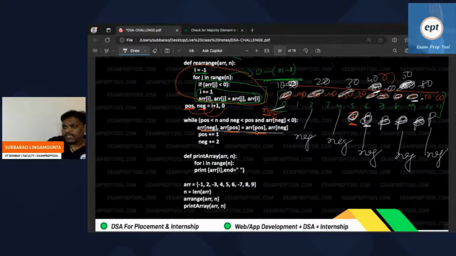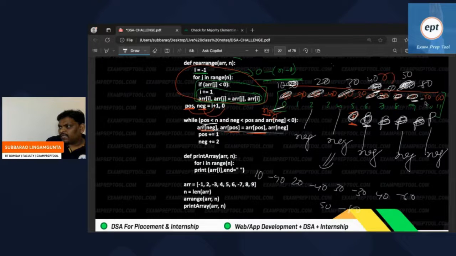Whenever positive crosses the boundary, if it crosses the boundary, come outside. When you come outside, see the output: 10 -90, 20 -40, 30 -30, 40 -60, 50 -80, and so on. Next one.